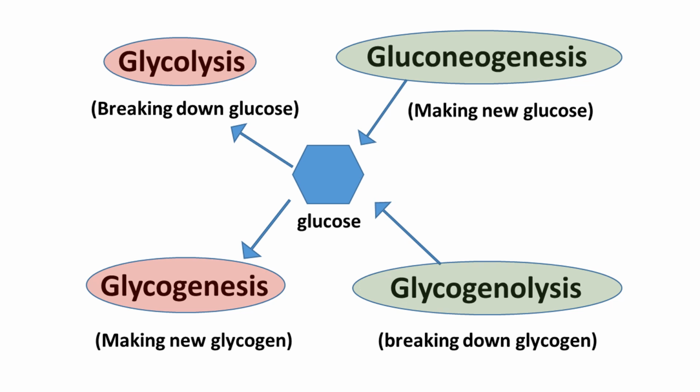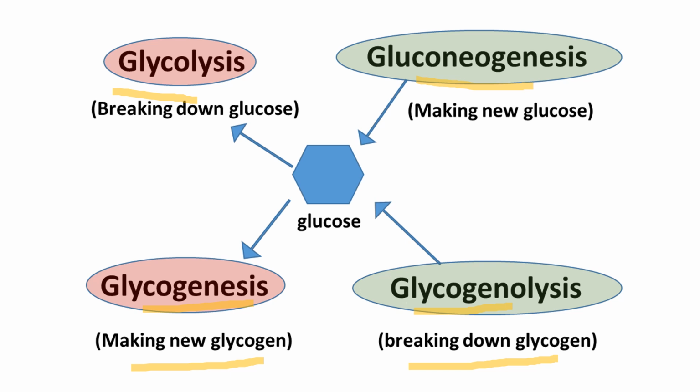So we already know about the terminology regarding the regulation of glucose in the blood. Glycolysis means breaking down glucose into pyruvate and lactate. Gluconeogenesis means the formation of new glucose from non-carbohydrate sources. Glycogenesis means making new glycogen from glucose, and glycogenolysis means breaking down glycogen into glucose. Both gluconeogenesis and glycogenolysis form glucose to maintain blood glucose level during fasting.